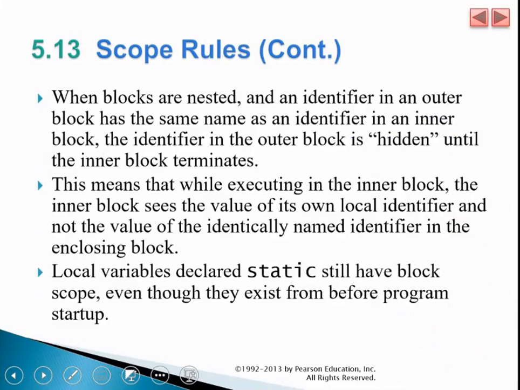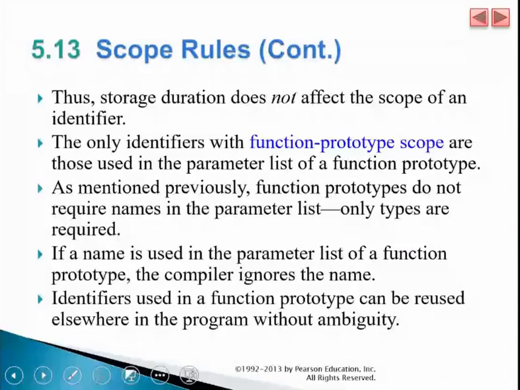And there is function prototype scope, which is very simple. When we define the function prototype, we generally write something like int x. This is also a variable, but its scope is kind of nothing. This is called function prototype scope. It is okay if you don't write the variable name and just write the data type.